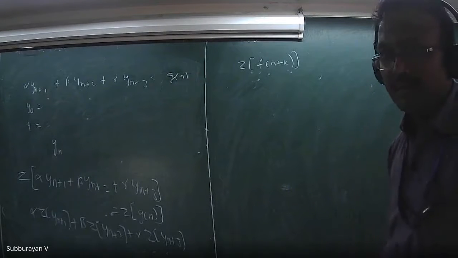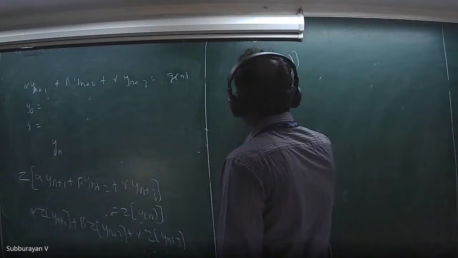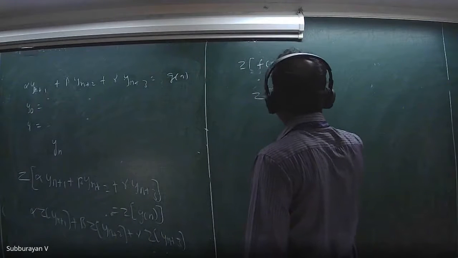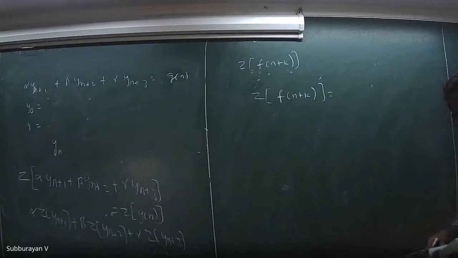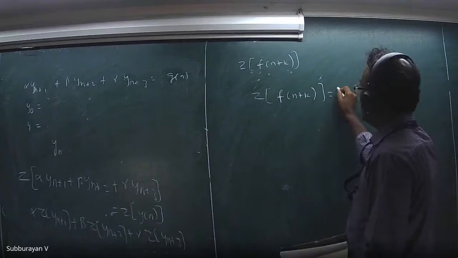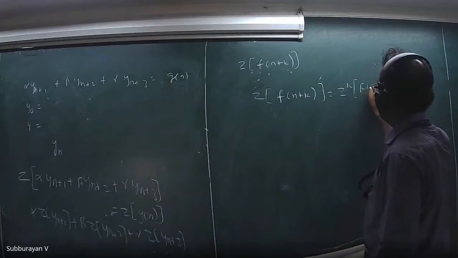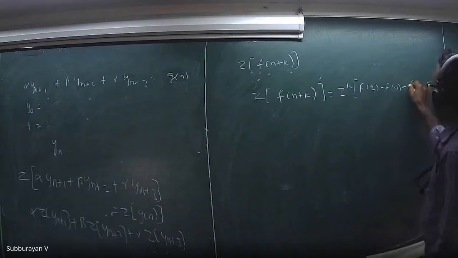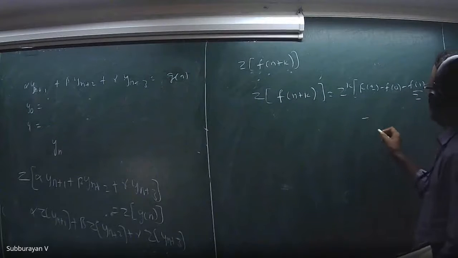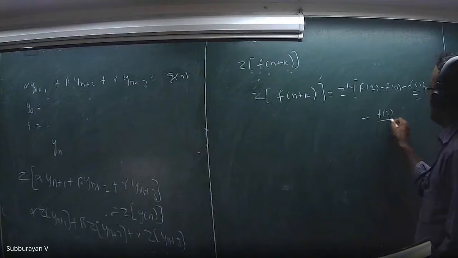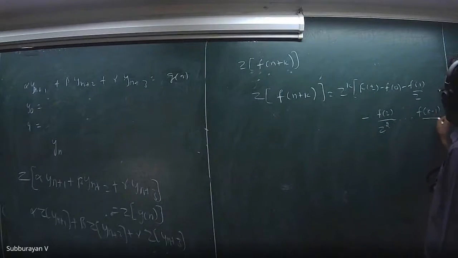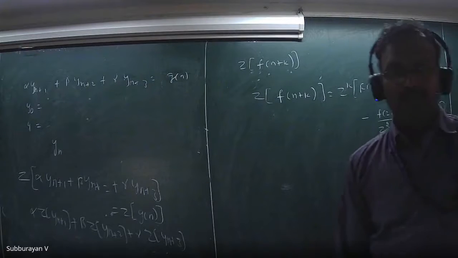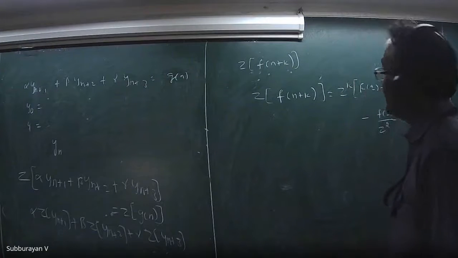See, this is the z transform of f(n+k). The z transform of f(n+k) is z^k F(z) minus f(0) minus f(1)/z minus f(2)/z^2 and so on, minus f(k-1)/z^(k-1). So this is the z transform of f(n+k).